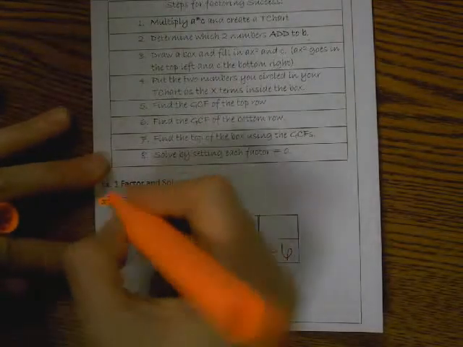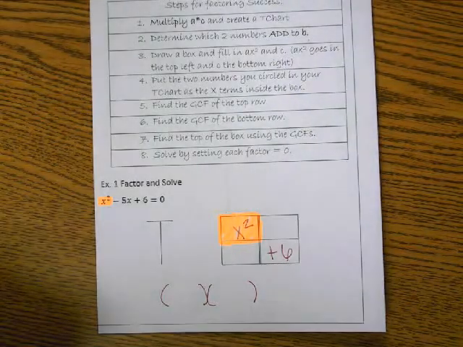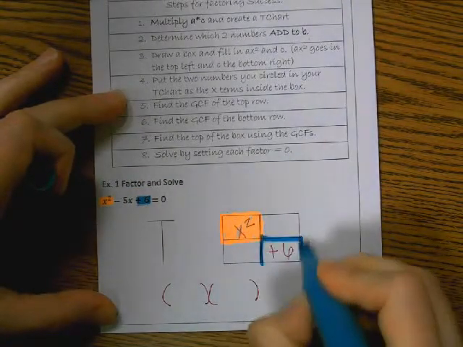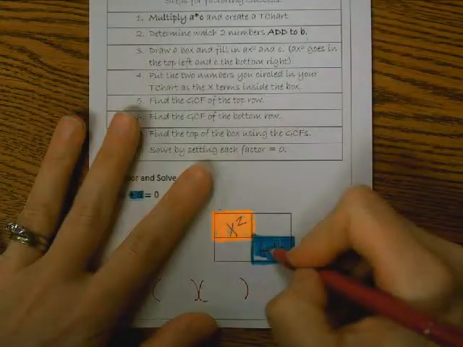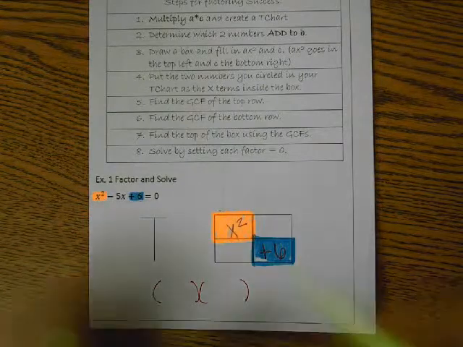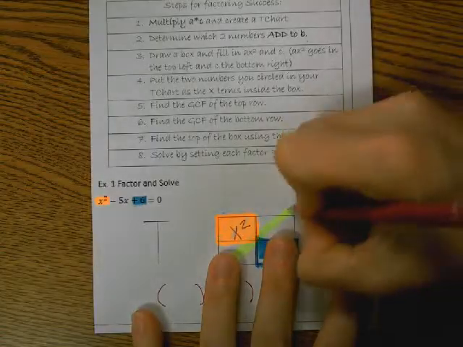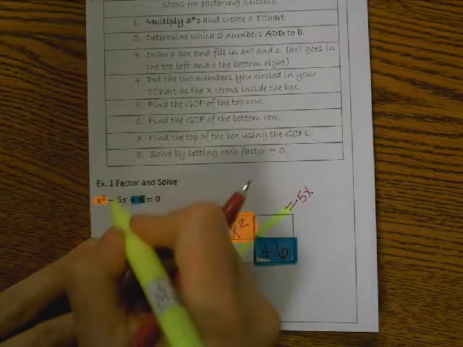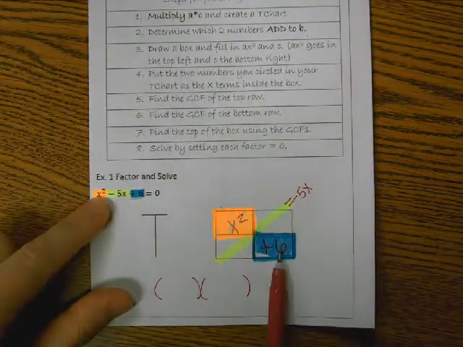So the first term goes in this box. And the last term goes in this box. Okay? And so the middle term is made up of adding these 2 boxes right here. Remember when we were doing this, we would add this box together with this box. So that middle term is supposed to add to that negative 5x. So those 3 parts go in this box. The first one goes here, the last one goes here.